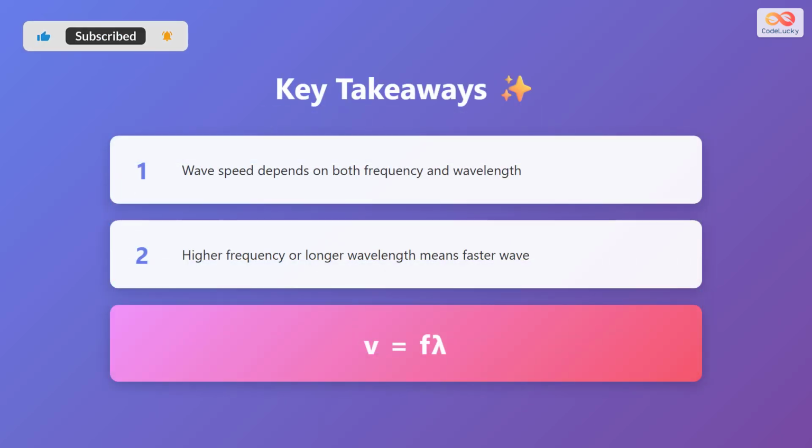Let's recap the key points. First, wave speed depends on both frequency and wavelength. You need to know both to determine how fast the wave travels. Second, remember that higher frequency or longer wavelength both result in a faster wave. The equation V equals F lambda is your tool for connecting these three fundamental wave properties. Master this relationship, and you'll have a powerful tool for understanding wave behavior in all kinds of situations.